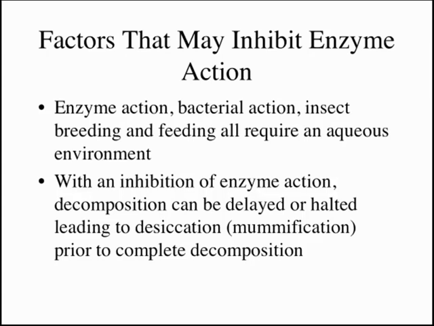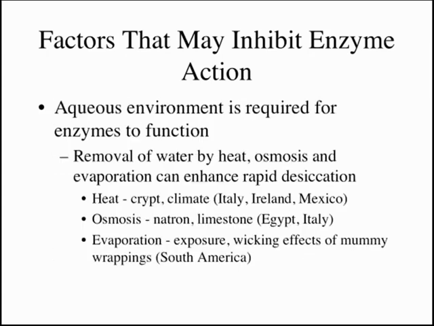We'll talk about the Egyptians because they had the most well-known method of inhibiting enzymes. They'd take the organs out, they'd make sure the fluids were out of the body using natron, and they'd produce excellent mummies. Now, the aqueous environment, as I mentioned, is required for enzymes to function. So if we remove that water by heat, osmosis, which is what natron uses, and evaporation, all of these can enhance rapid desiccation and ultimately mummification.